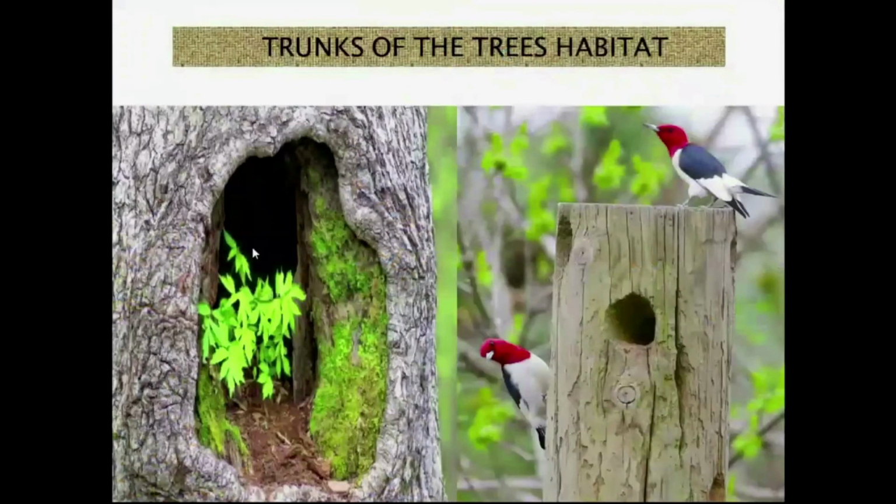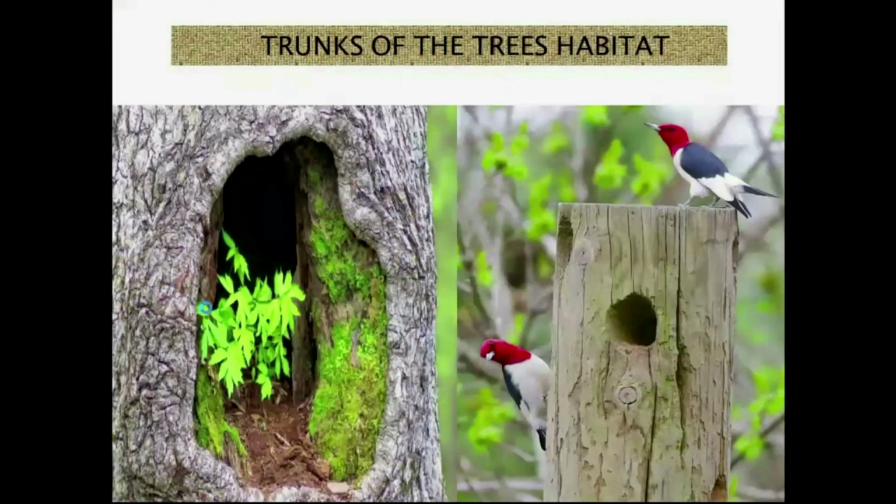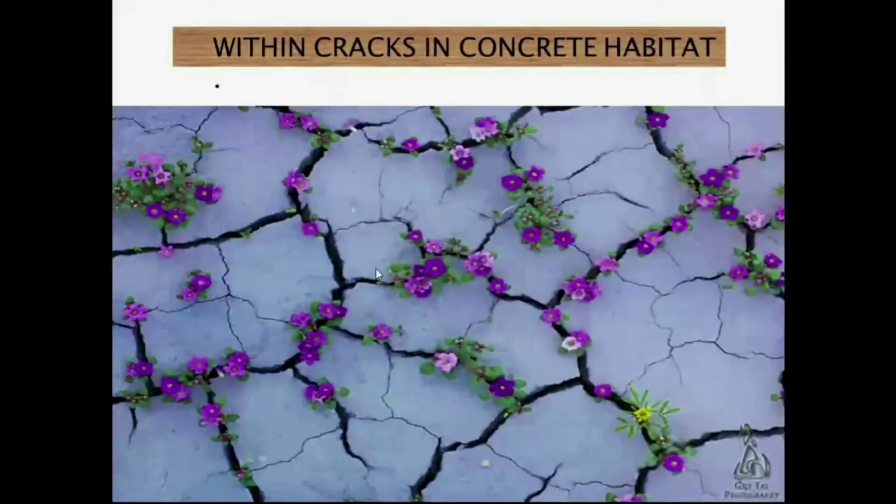Then we have the trunks of the trees habitat. In certain trunks of the trees, a plant can grow or a bird can make a nest. So this is what their habitat? Habitat of what? Habitat of small birds and small plants. Then within cracks in concrete, there are some plants who can grow easily among these cracks. So can we say these cracks in concrete are these plants' habitat? They can easily grow in such places.